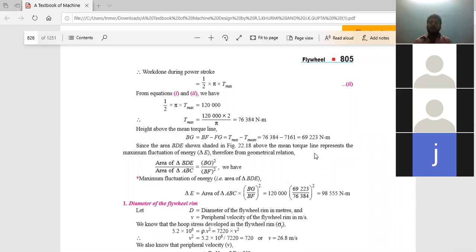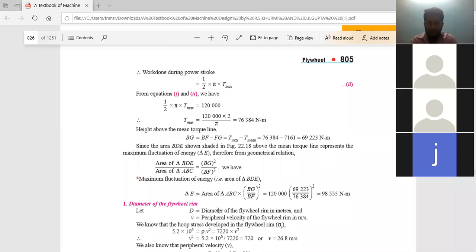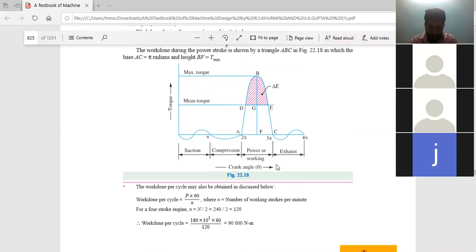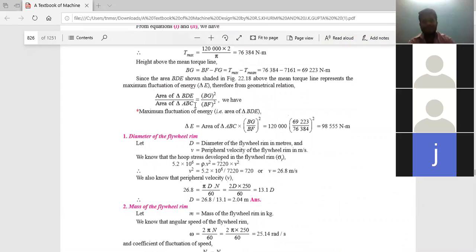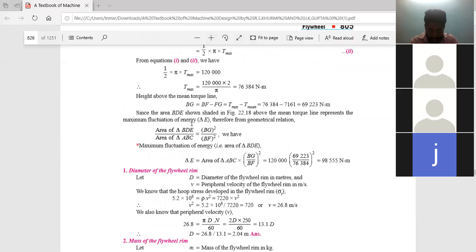Yes, sir. Fine. Now, if I take two similar triangles, which triangles? Triangle ABC and triangle BDE. Then I can write that the area of triangle BDE divided by the area of triangle ABC is equal to BG square divided by BF square. And I know that the area of triangle BDE is nothing but the maximum fluctuation of energy. So, the area of triangle BDE is equal to the area of triangle ABC into BG square upon BF square.